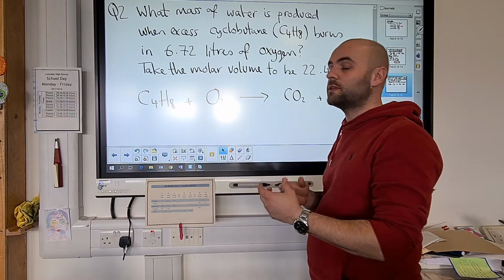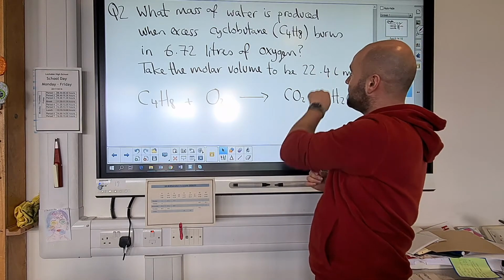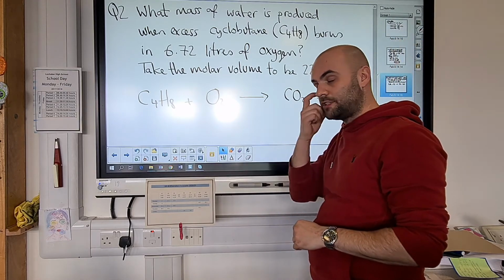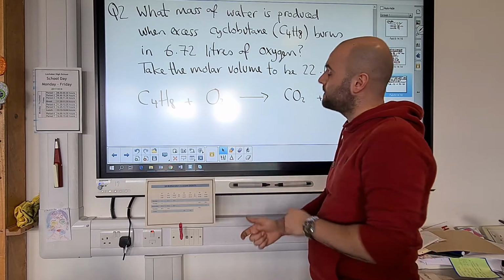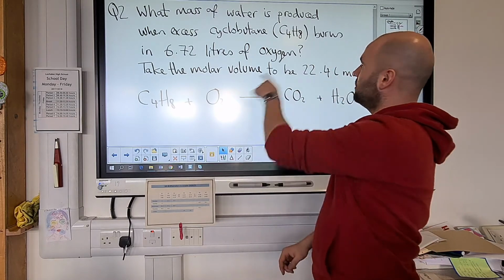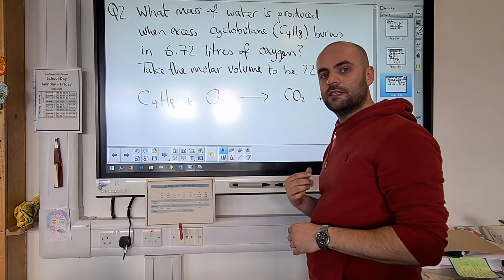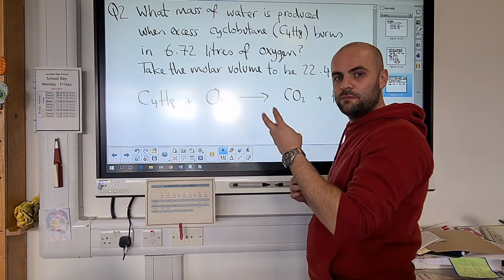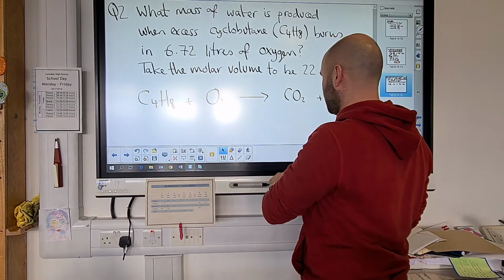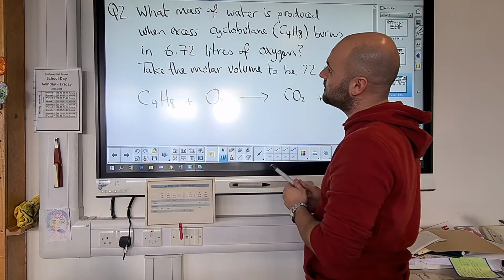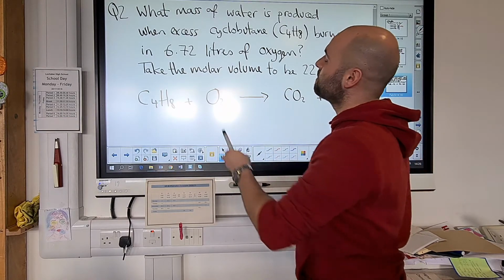So the conditions must have been changed where this molar volume has changed slightly. Remember, temperature and pressure can affect the molar volume. So the molar volume this time is 22.4. This question, I feel, is a little bit trickier because it's mentioning three things in the question. We need to be a little bit smart about this and figure out what things are actually important.